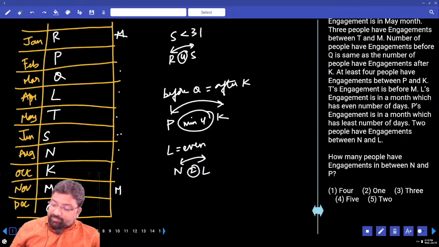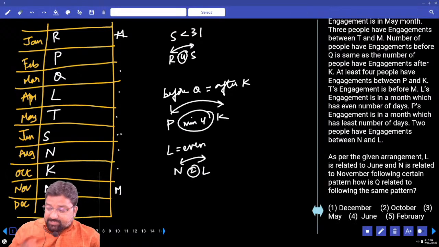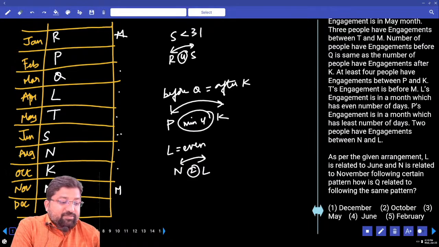Third question. How many people have engagements between N and P? How many between N and P? 1, 2, 3, 4. Fourth question. As per the given arrangement, L is related to June. How is L related to June?